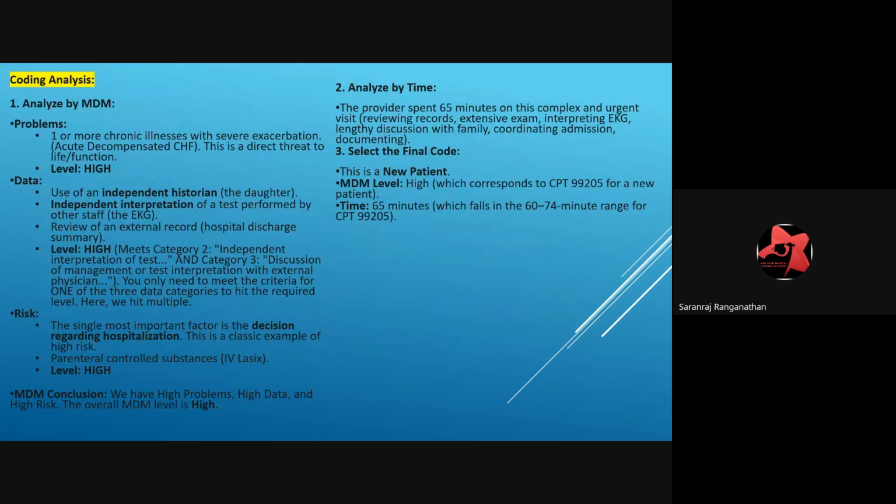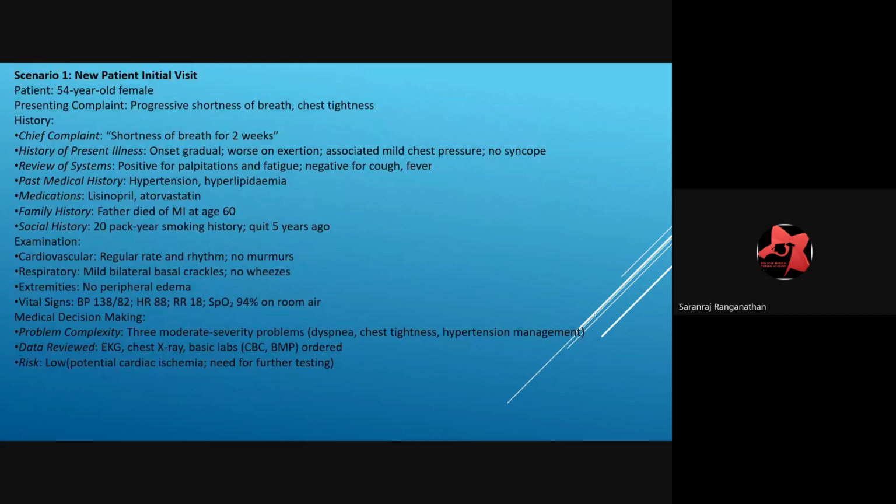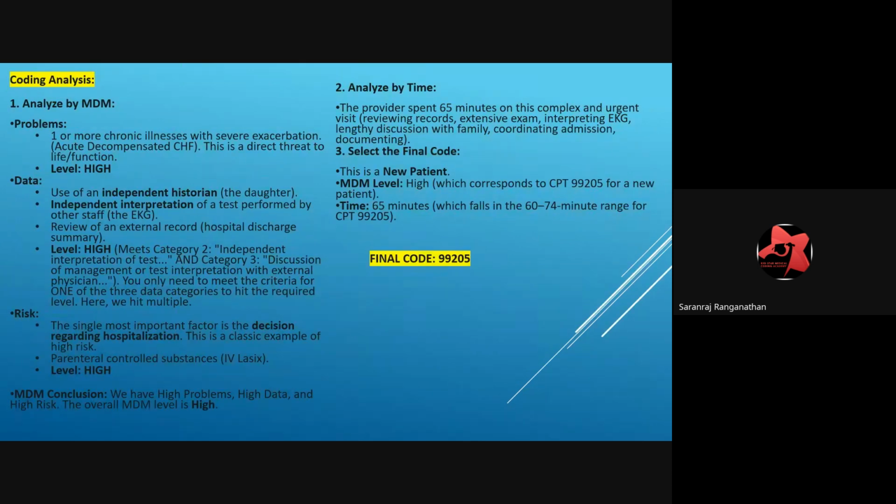Based on that, you see MDM is high. Data is also high, with the EKG interpretation and the independent historian. Then risk is the decision regarding hospitalization, so this all comes under high. So my data is high and my risk is also high. So these are some of the examples you have seen for the different scenarios.